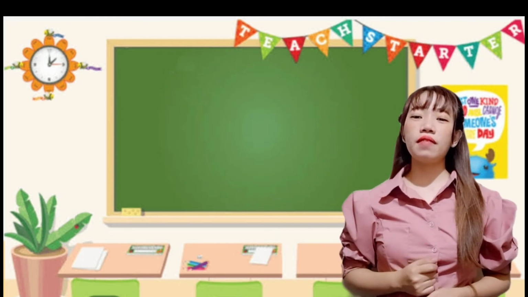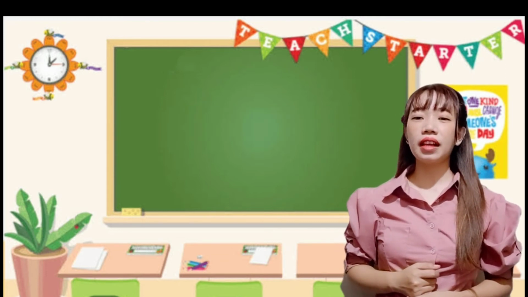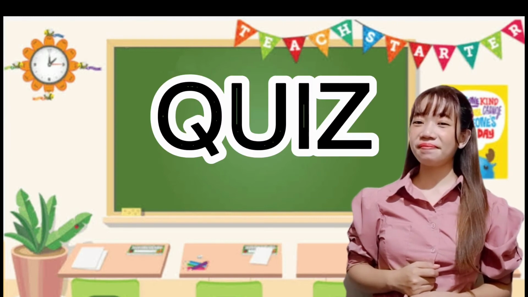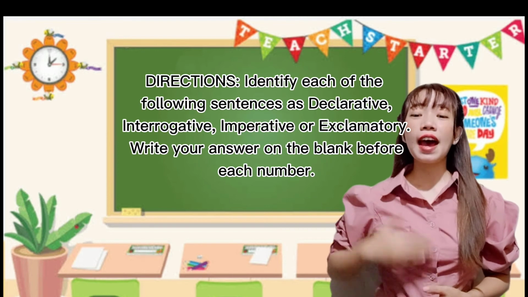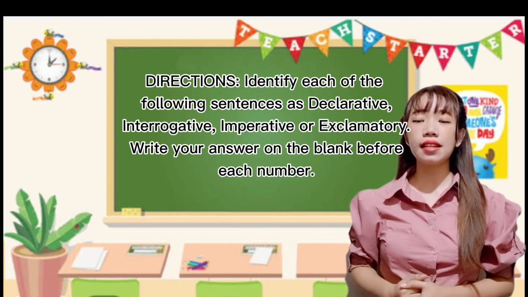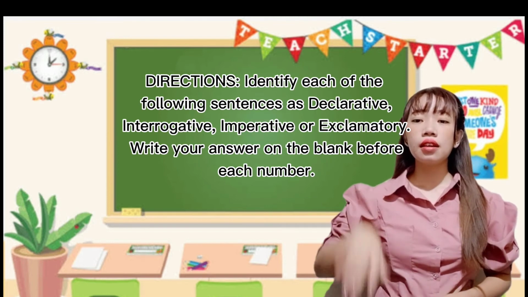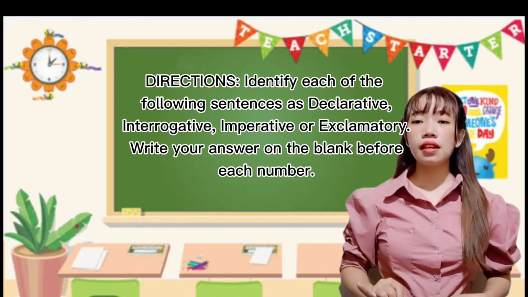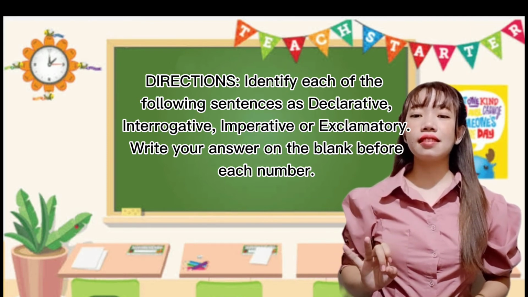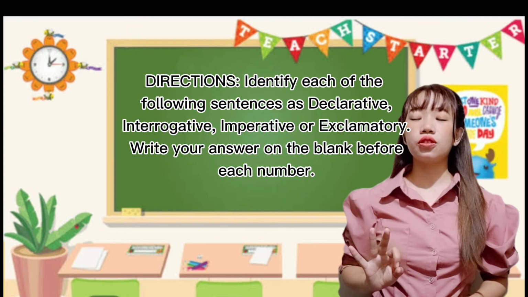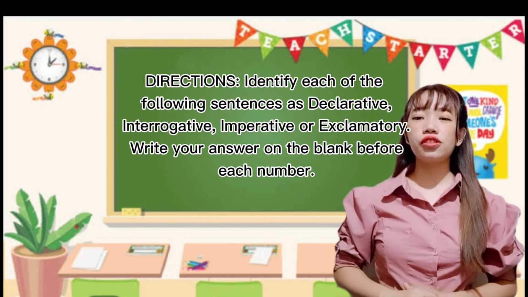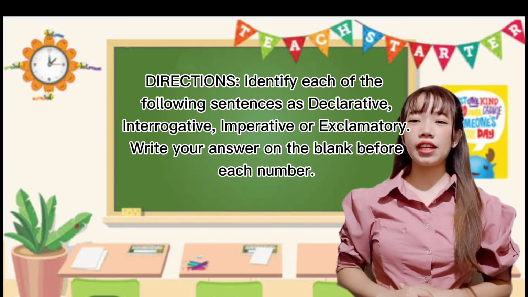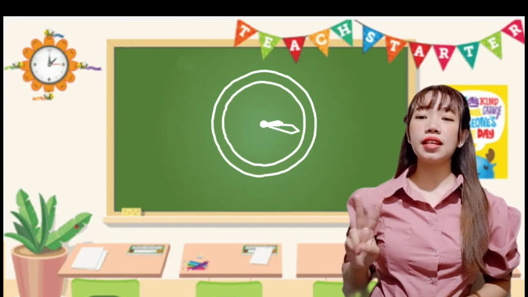So I guess you have already understood our lesson. Are you ready for the quiz? Very good. Okay, so what you are going to do is to identify each of the following sentences, whether it is a declarative sentence, an imperative sentence, an interrogative sentence, or an exclamatory sentence. Write your answer on the space provided before each number. You have 2 minutes to answer.